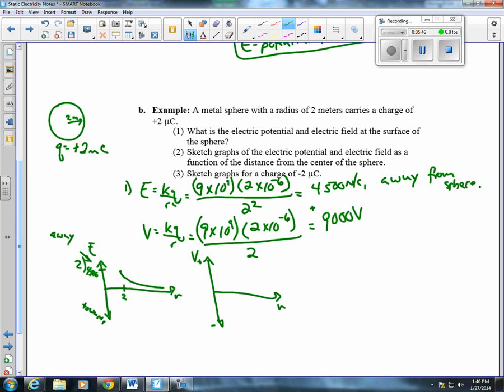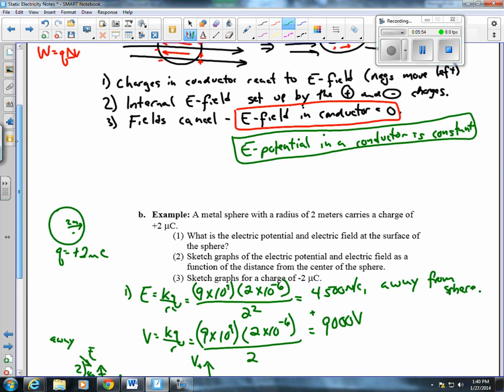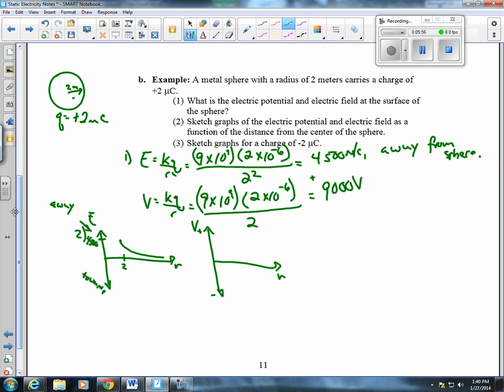But what is going to be inside the sphere? When r is less than 2, I'm inside the sphere. And what we just learned back up here is that the electric field inside a conductor is 0. So inside, it's going to be 0. I'm going to put an open circle right there because right when I get to the edge, with a radius of 2, it's going to jump up to that value of 4,500, and then get weaker.